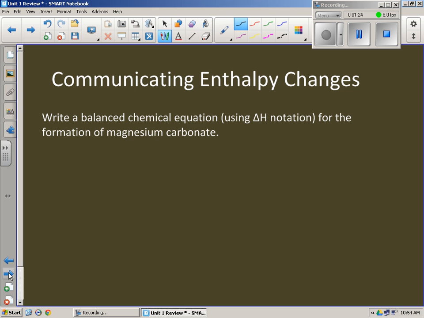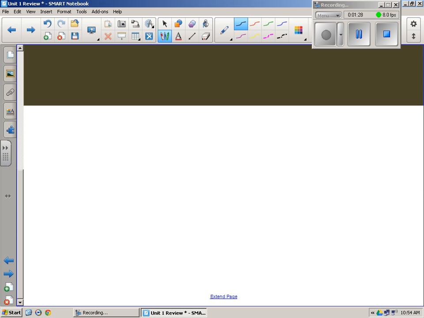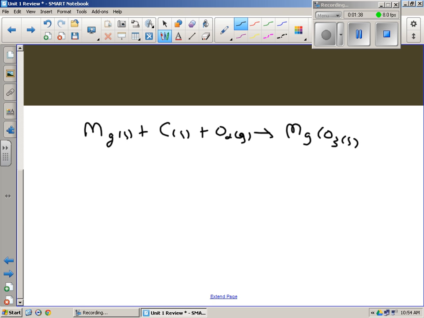we need to write out a balanced chemical equation using delta H notation for the formation of magnesium carbonate. So magnesium plus carbon plus oxygen gives me magnesium carbonate, solid. Balancing, let's see, 3 there, 2 there, 2 there, 2 there. We need to use delta H notation as well. Balanced chemical, thermochemical equation.